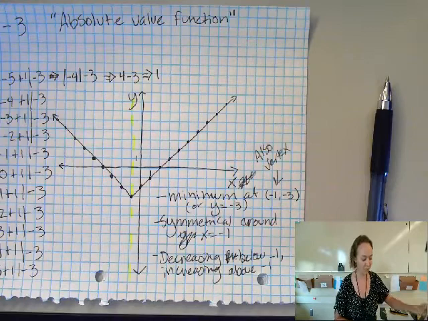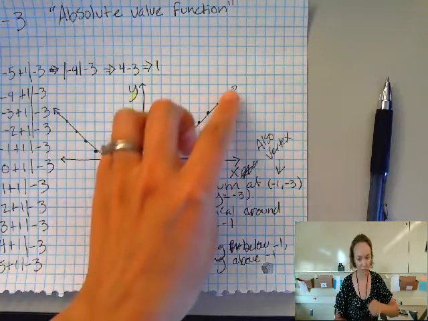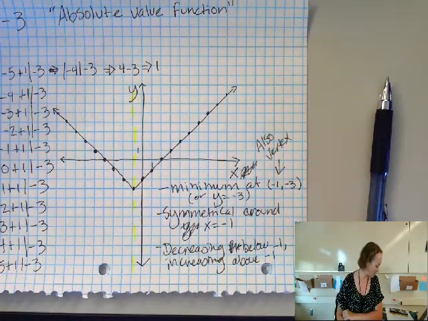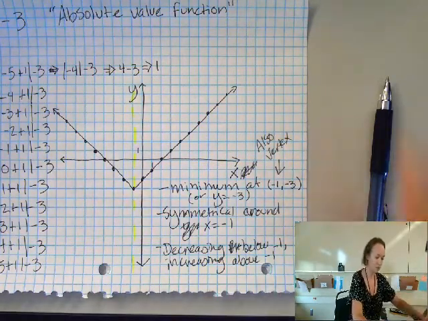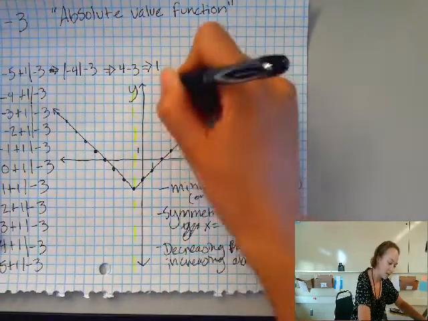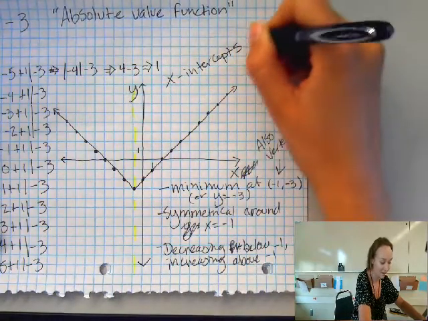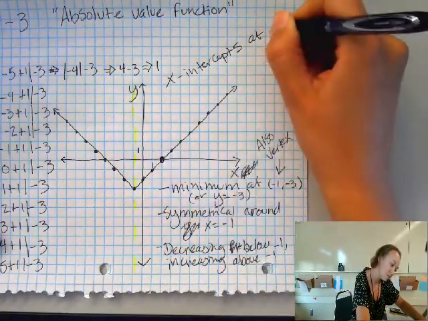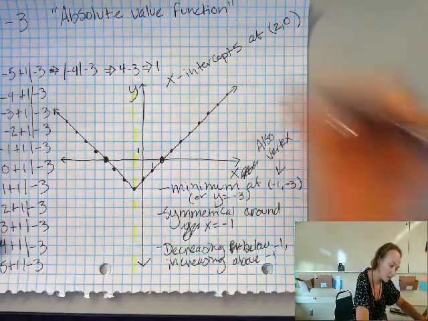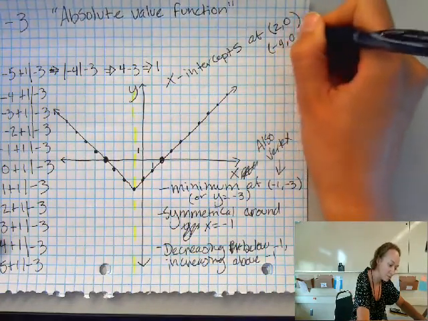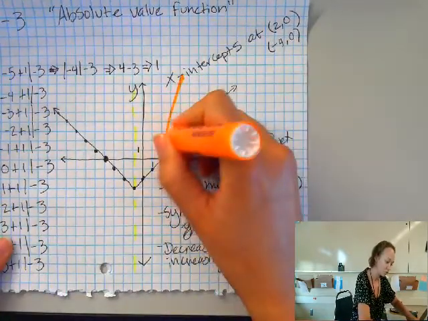We could say it's decreasing below -1, right? Like it's going down, and then it's increasing above -1. And, oh, and this one has an intercept. I guess the other one did too, actually. Intercepts are always important to point out. So it has x-intercepts at 2, 0, and -4, 0. So those are over here.